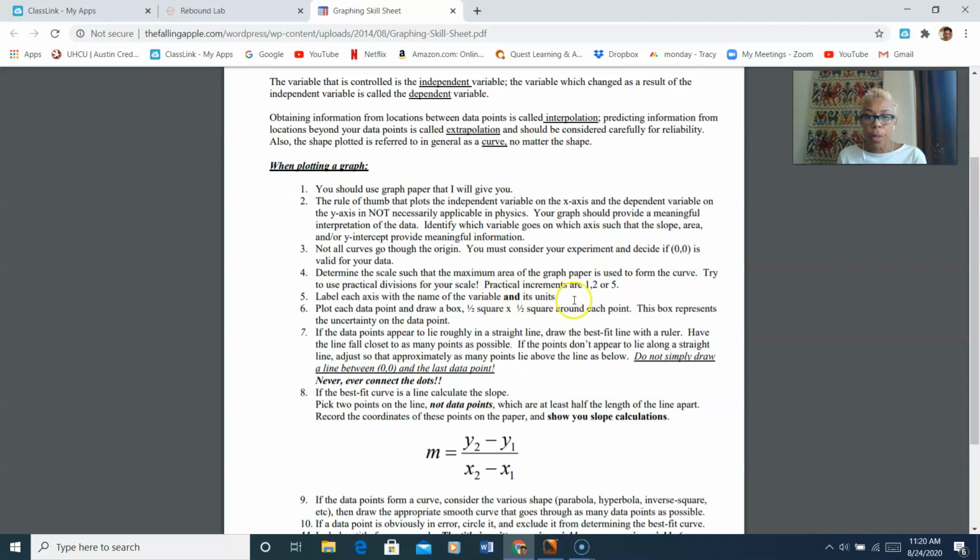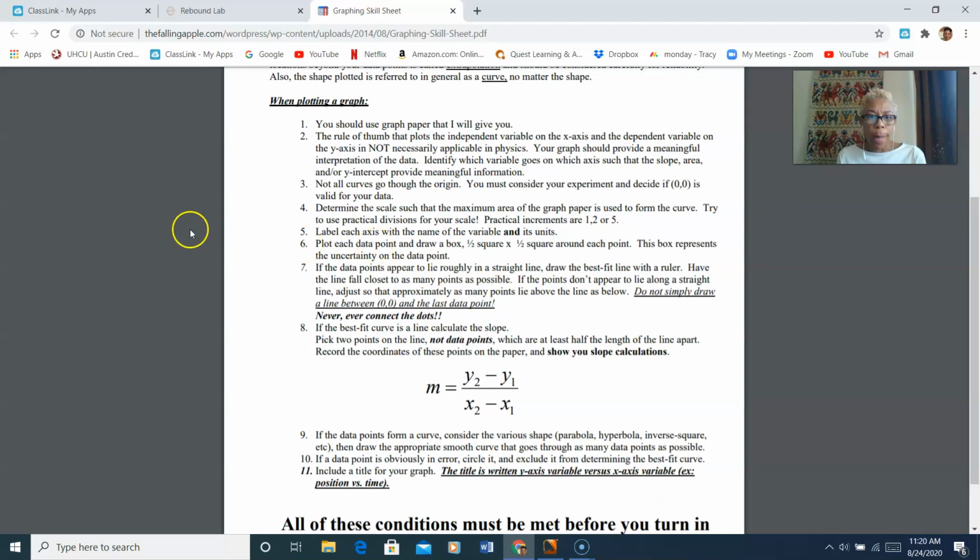Make sure your increments on your graph are either 1 square, 2 square. You can actually do 4 or 5. And you are going to be using graph paper to create your graph, not by hand, and don't draw your graph by hand on computer paper, and don't use Excel. Make sure you label each axis with a unit, just like I showed you.